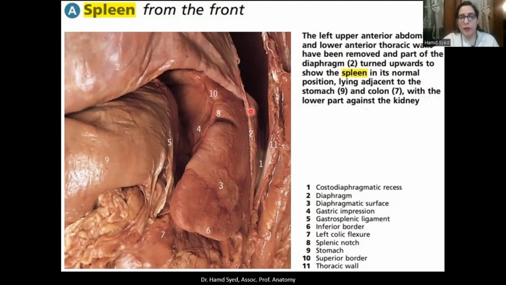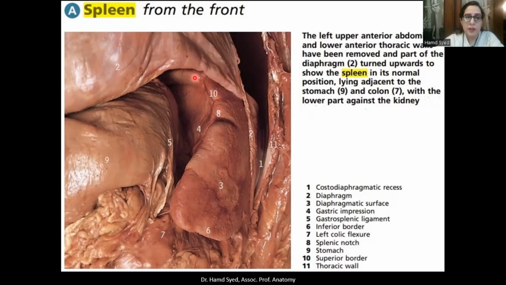So here the left dome of the diaphragm separates the spleen from the basal pleura, the lower part of the left lobe of the lung, and also the 9th, 10th, and 11th left ribs, as well as this costodiaphragmatic recess of the left side. So number 1 is the costodiaphragmatic recess, and you can see that it extends downwards till the inferior border of the spleen.